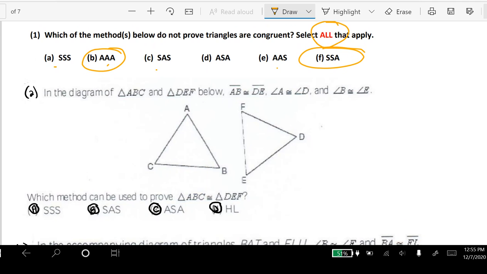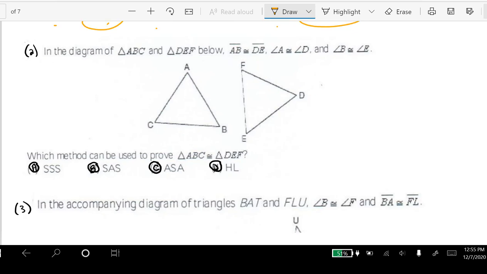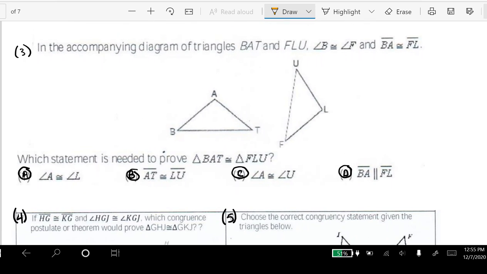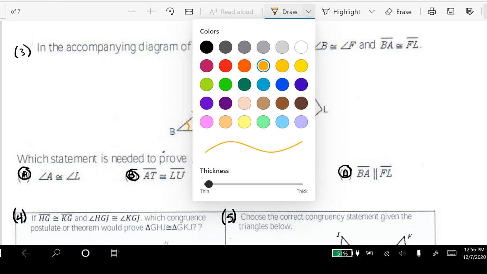All right. These are very similar to the ones from the do now. I'm not going to bother to go through that. All right, let's look at 3. In the accompanying diagram of triangles BAT and FLU, angle B is congruent to angle F. BA is congruent to FL. And the question says, which statement is needed to prove the triangles are congruent? So let's choose a different color and see which one would be needed.